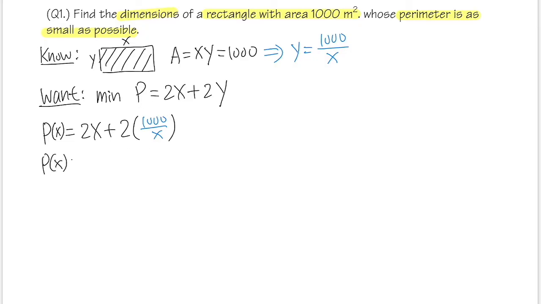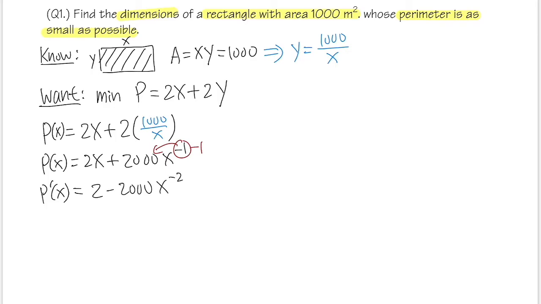P of X is equal to 2X plus 2 times 1000, which is 2000, and the X on the bottom, let's write it as X to the negative 1. We are now ready to take the derivative, P prime of X. The derivative of 2X is just 2, and the derivative of 2000 times X to the negative 1: put the negative 1 to the front, and minus 1. So we have minus 2000 X to the negative 2.